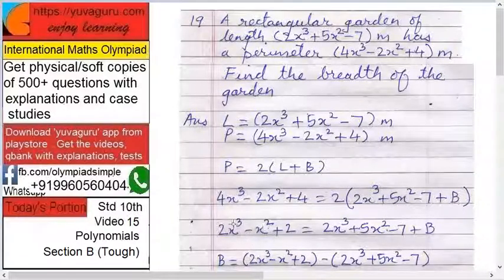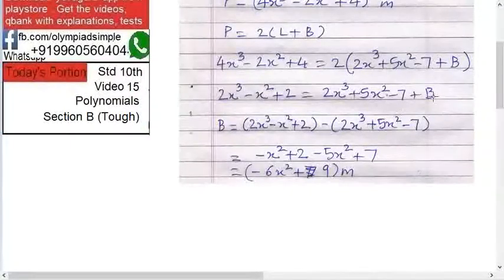So, 2 gone here, 2 gone, and here every term has 2. So, it becomes 2x cube minus x square plus 2 equals 2x cube plus 5x square minus 7 plus B. Right? So, next. Put B on one side, remaining everything on the other side. So it becomes 2x cube minus x square plus 2, minus this whole term, 2x cube plus 5x square minus 7.